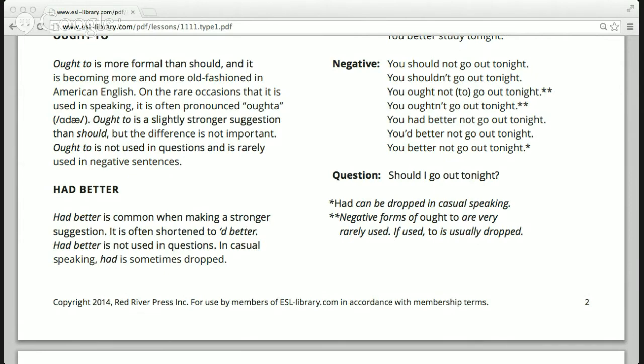So in my example from before, you had better call your mother before it gets too late. If I were to say this to my friends, I would say it in two ways. I would probably say mom instead of mother.